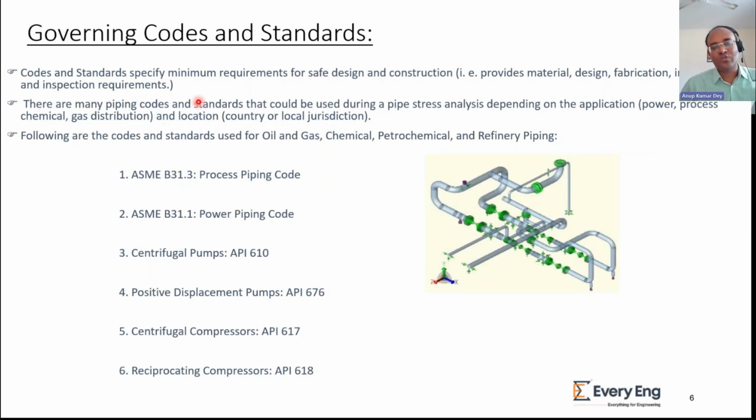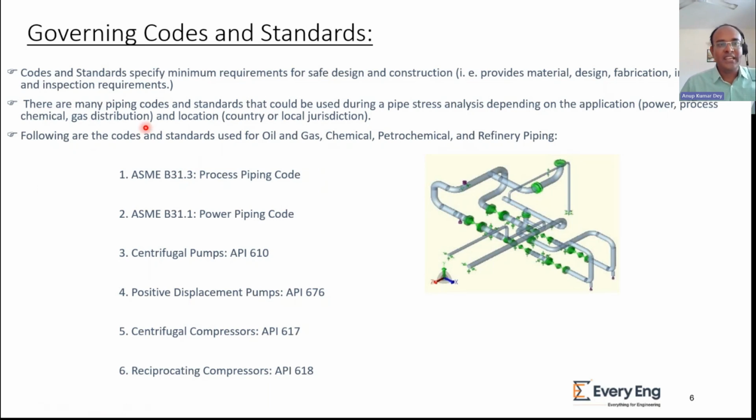And also location matters; some organizations may be using their local country codes. For example, if it is in the Europe region, they may be following EN codes, not ASME B31.3 or other codes. So based on that also, the application of code may vary.